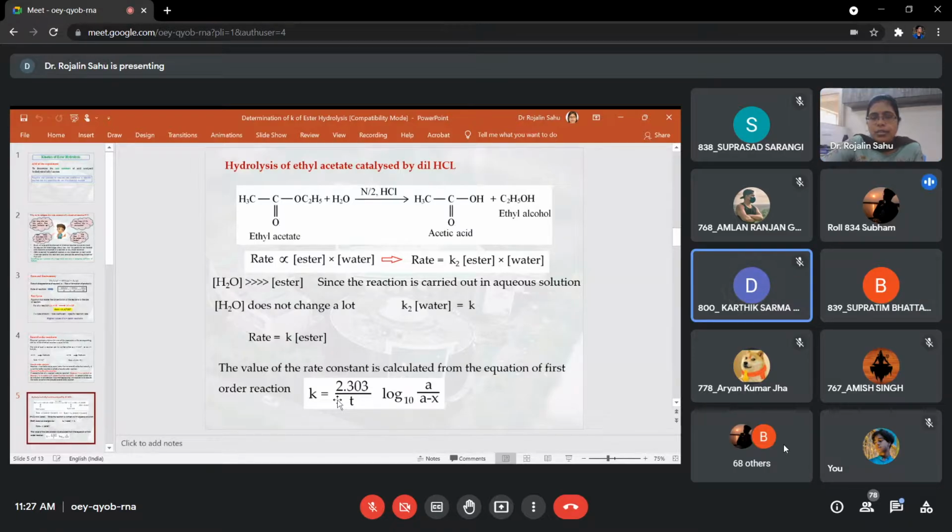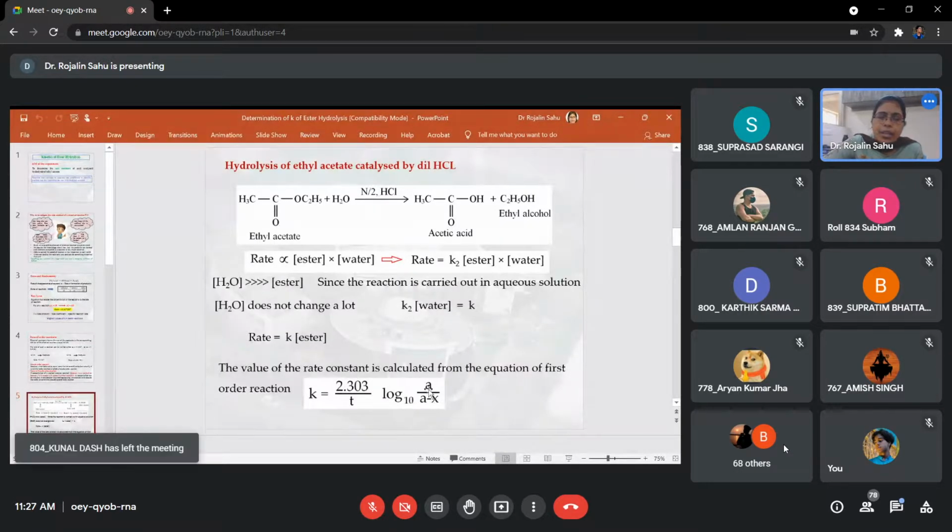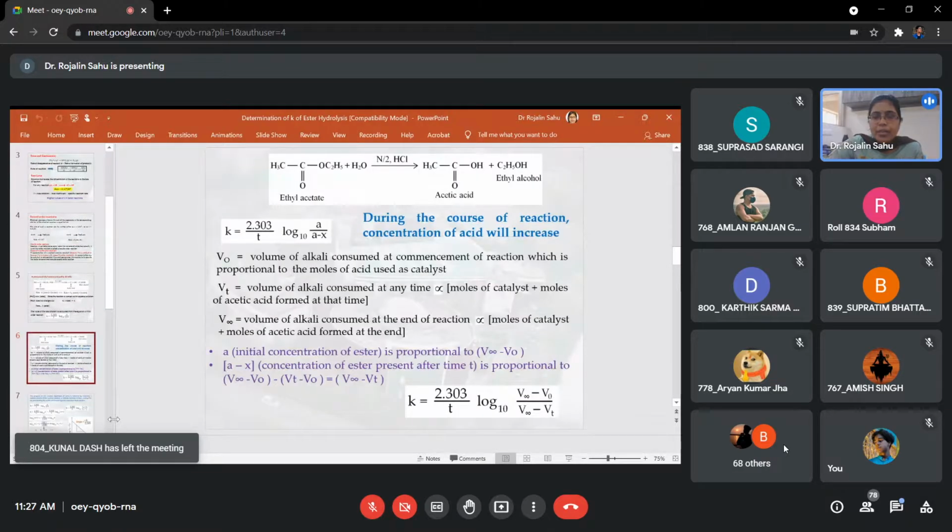Yes, ma'am. But this equation will take the form K is equal to 2.303 divided by T log (V infinity minus V0) divided by (V infinity minus Vt). So A is replaced by V infinity minus V0 and A minus X is replaced by V infinity minus Vt. The reason is V0 is the initial acid we have used as the catalyst to catalyze the reaction, that is V0. Do you understand?